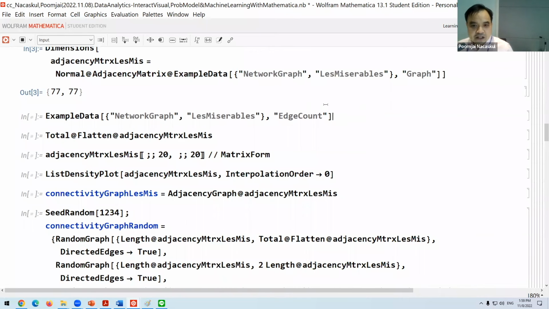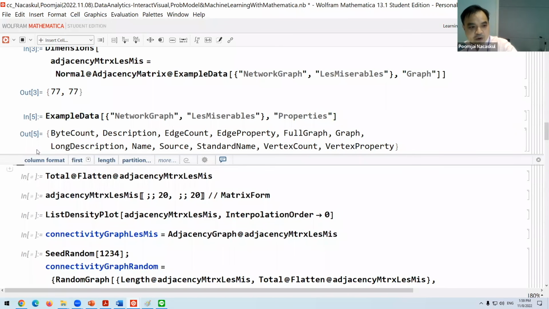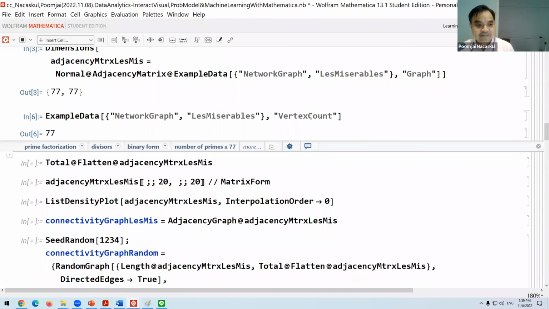Normally, when you work with example data, you have different properties. Now, if I want to know the vertex count, that means 77. Like I said, what's a vertex? A vertex is a character. How many vertices are there? 77 characters. How about edges? How many edges?